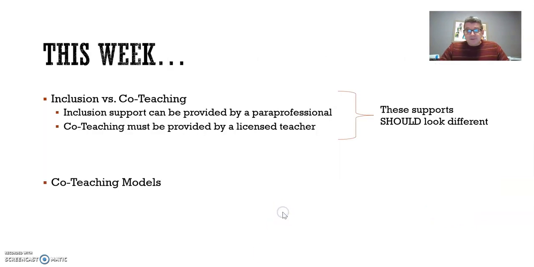So when we think about really what is the best practice way of highly differentiating instruction so that special education truly is about specially designed instruction, and what's the best practice in collaboration, co-teaching is a perfect example. So let's jump into that.